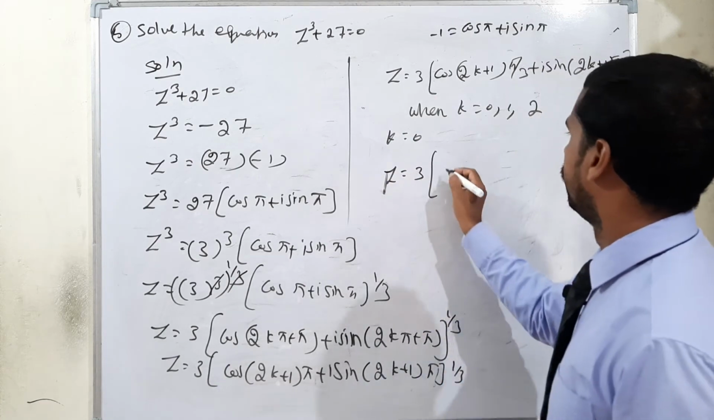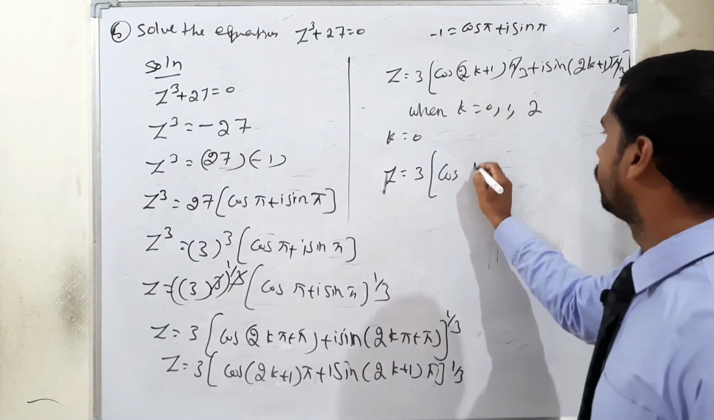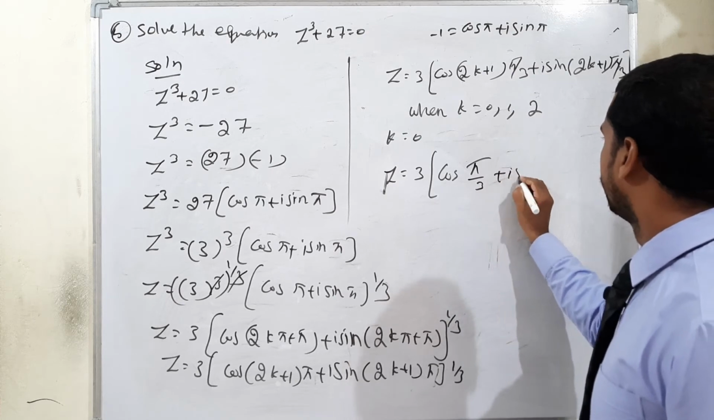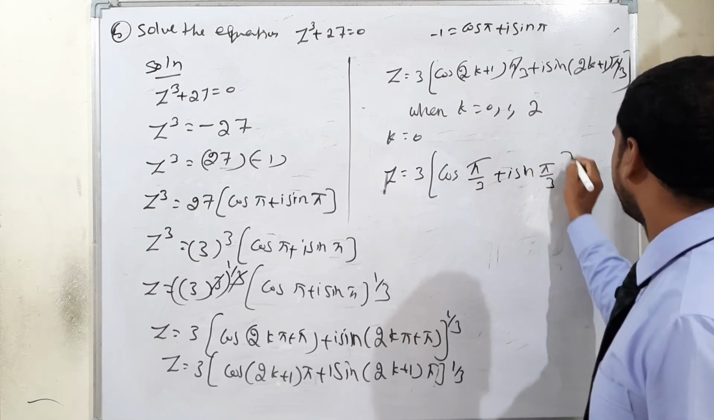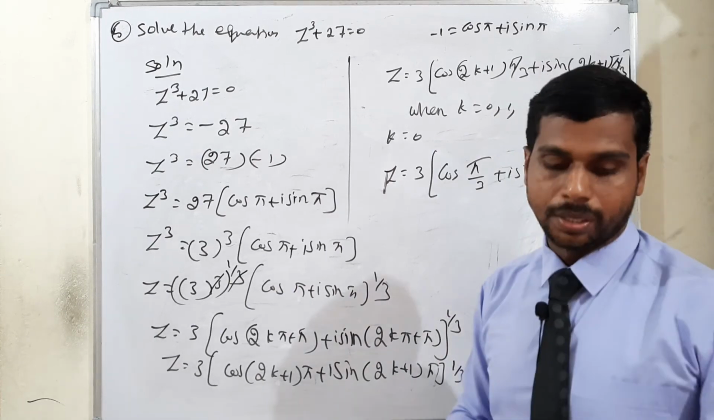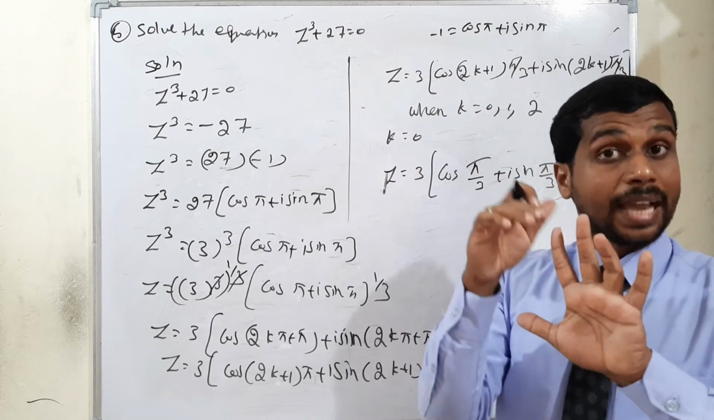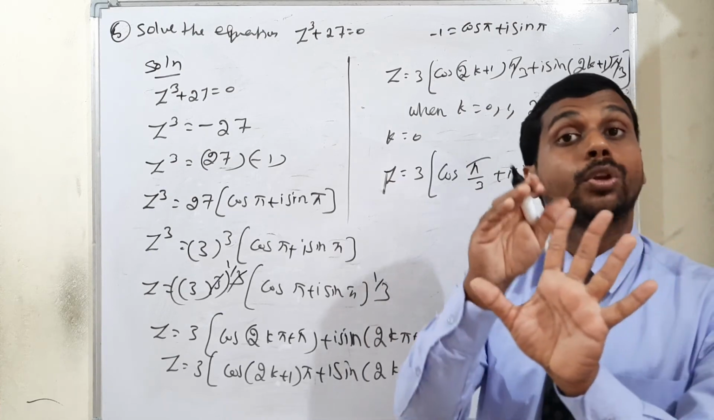Three common, then cos 2 into 0 means 0. 0 plus 1 is equal to 1. 1 into pi by 3 means cos pi by 3 plus i sin pi by 3. So cos pi by 3 means the value will be 60. So cos 60, definitely the value will be 1 by 2. Sin 60, we have to check the other side, the value will be root 3 by 2.